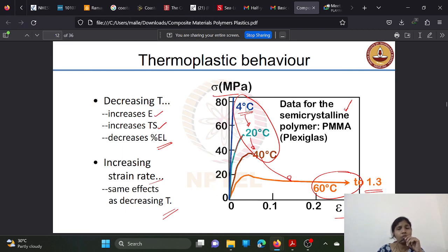For suppose at 4 degrees Celsius, you can see the blue line is showing a brittle nature. Whereas at 20 degrees Celsius, what is happening? It is showing lesser brittle nature and more plastic, and at 40 degrees it is having lesser brittle nature than 20 and 4 and higher plastic nature. And then at 60 degrees Celsius the plastic region is higher.